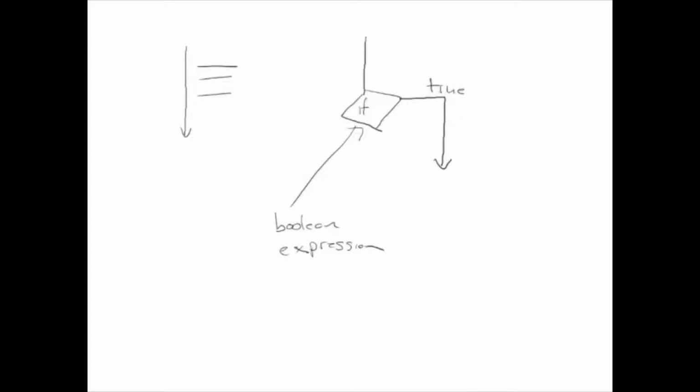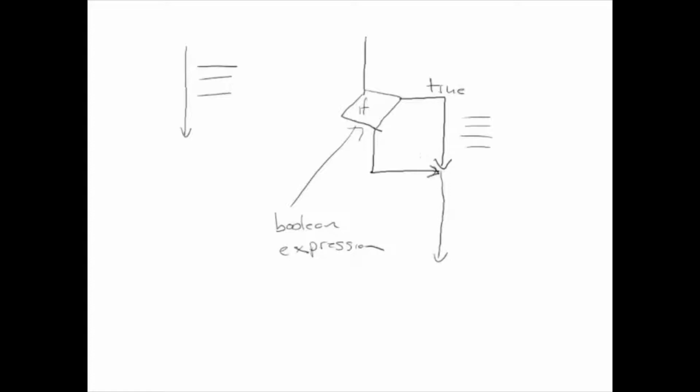And if we're going to draw this like a flowchart, it looks like this. We have our linear execution of code, and then we come to an if statement. Now, inside here is a Boolean expression, an expression that evaluates to either true or false. Now, if the expression evaluated to true, we do this block of code. Otherwise, we skip over and join up here. And then our program continues executing linearly.